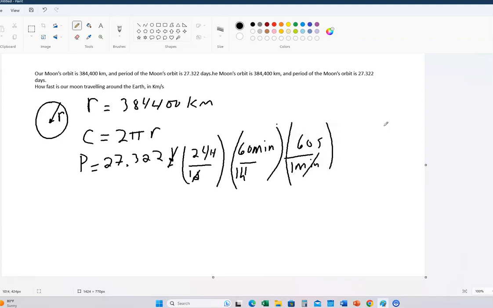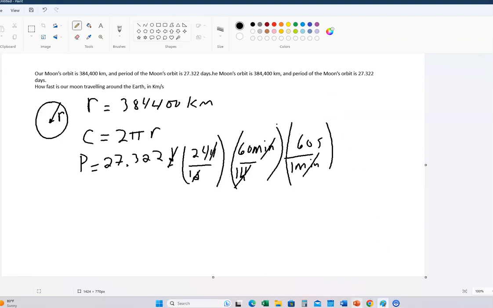Now the minutes cancel, the hours cancel. If I multiply the period of the moon, which is 27.322 days, that's very precise, times 24 hours, times 60 minutes, times 60 seconds, I will have converted 27.322 days to seconds. Let's go ahead and do that.